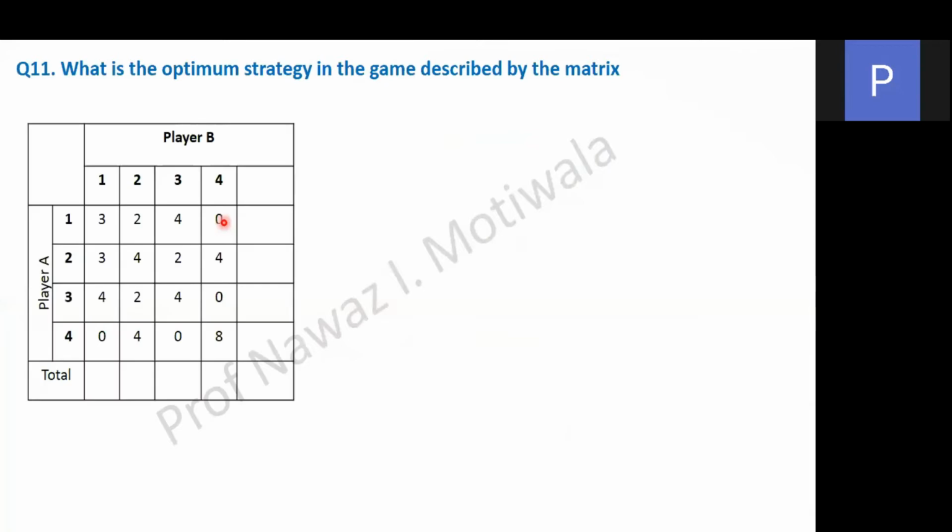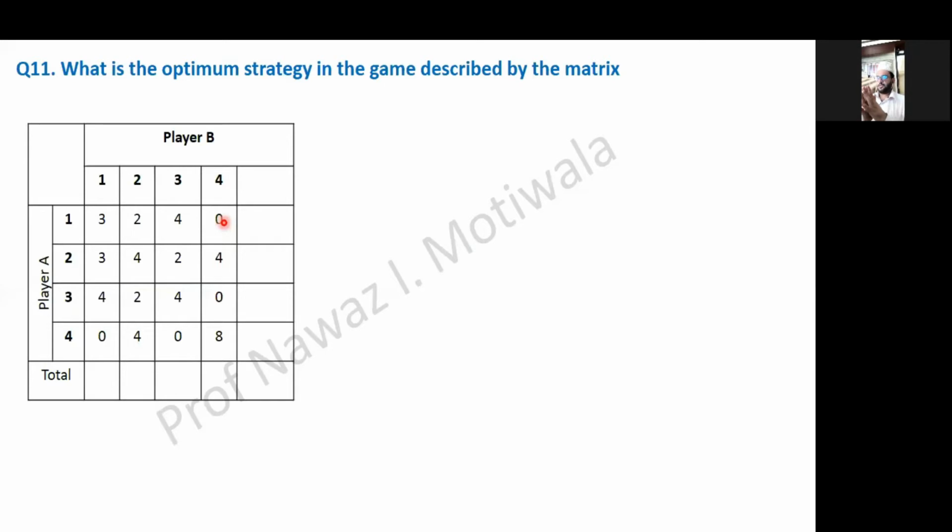So I have already given you a question yesterday in the WhatsApp group. Question number 11, that is, what is the optimum strategy in the game described by the matrix? And we have player A 4 strategies and player B 4 strategies. Now, first step is to find out the saddle point, because in this problem it is not mentioned that you have to go by dominance.